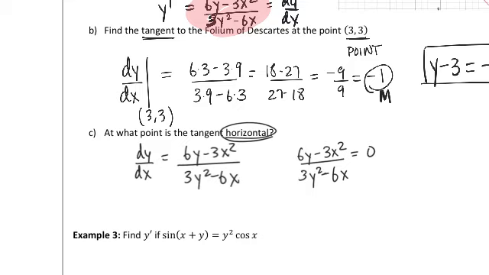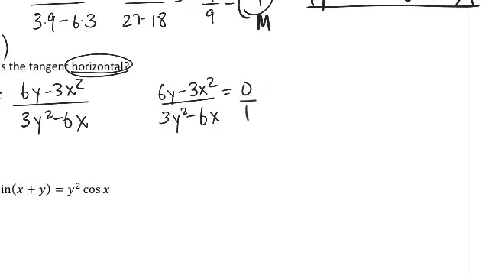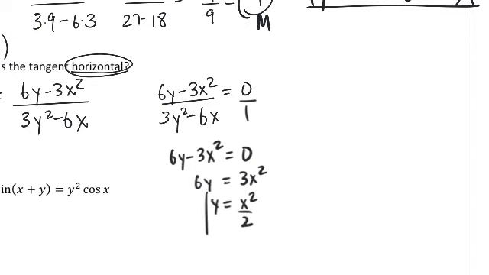Now you can think of this a few ways. It's like a rational function. You can cross multiply. Basically, the numerator has to be 0 for us to have a horizontal tangent line. So you solve this and say 6y equals 3x squared, or y equals x squared divided by 2. This didn't give us an xy point. It just gave us a relationship between x and y.